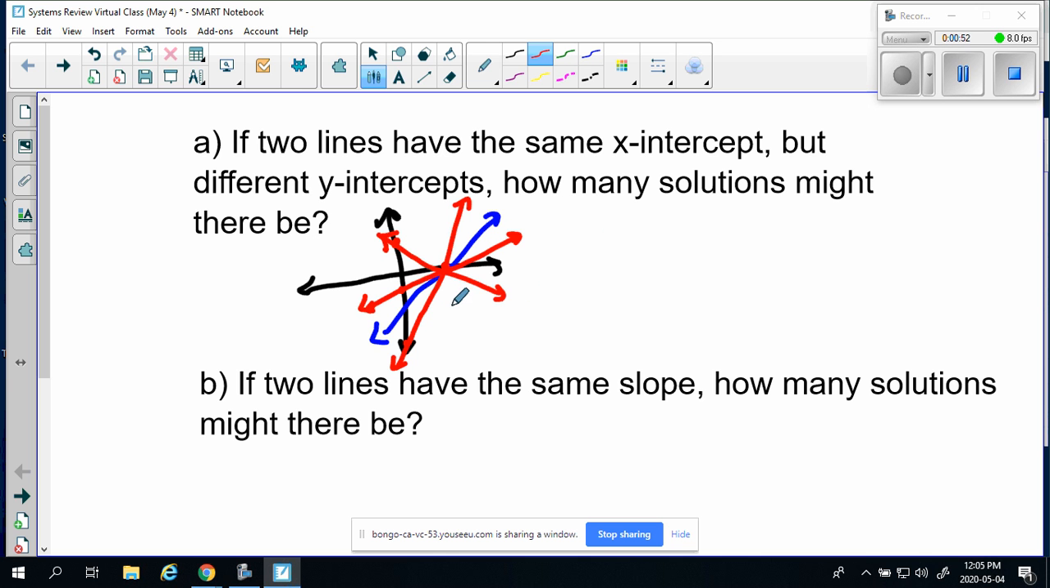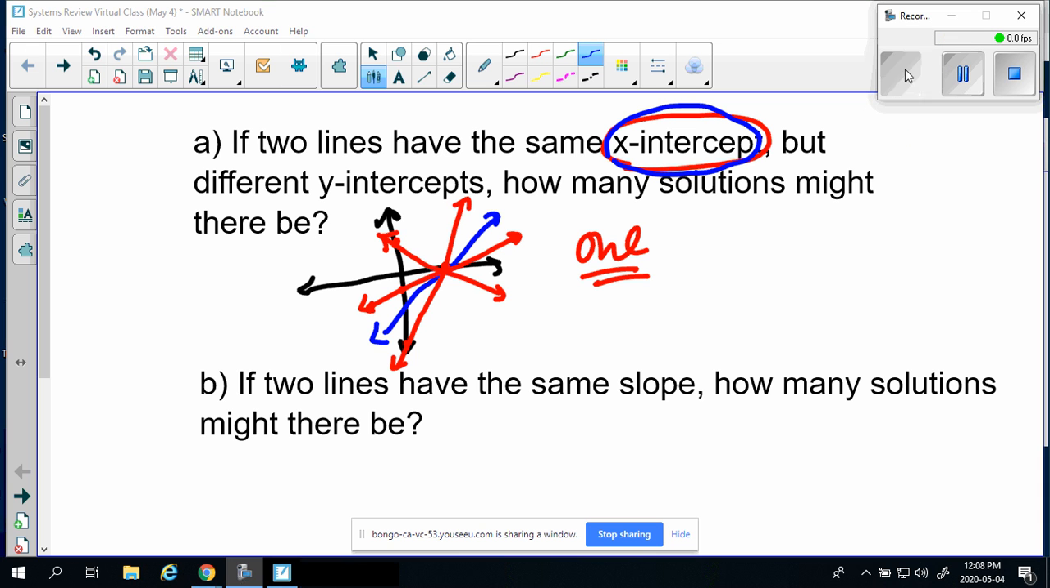They must be different lines, but they do connect at one point, and that one point is the x-intercept that they share. So they're only going to intersect in one place. And so there's only going to be one solution. If I didn't tell you that they had different y-intercepts, then maybe they could actually lie on top of each other and be the same line. And then you could have infinite solutions. But you have to have at least one. And it's not possible for them to have zero solutions, because if they share the x-intercept, then that's a solution for sure.